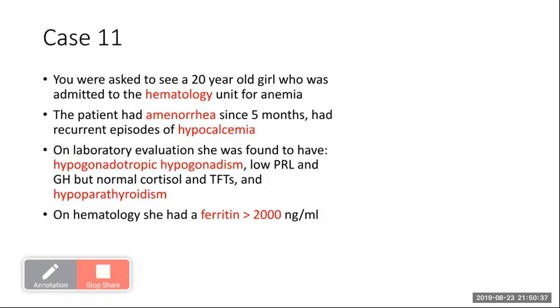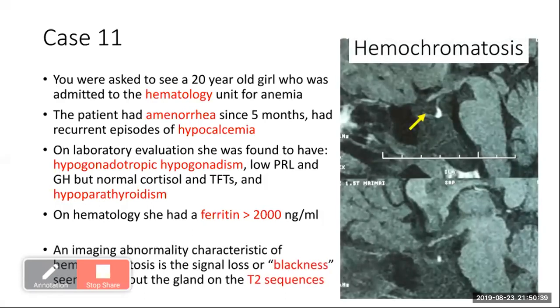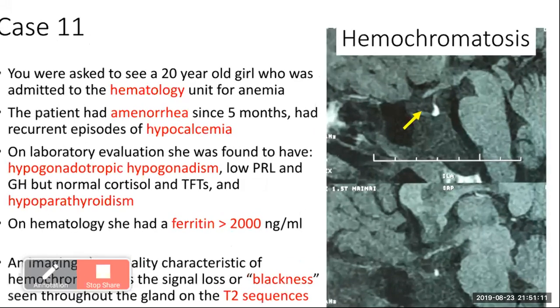So it is hemochromatosis. Yes, exactly. The pathognomonic sign for hemochromatosis in pituitary MRI is the blackness of the anterior pituitary, especially in the T2 weighted image. But in these T1 images, we see that the pituitary gland is all here. This is for hemochromatosis. Again, Dr. Ibrahim.